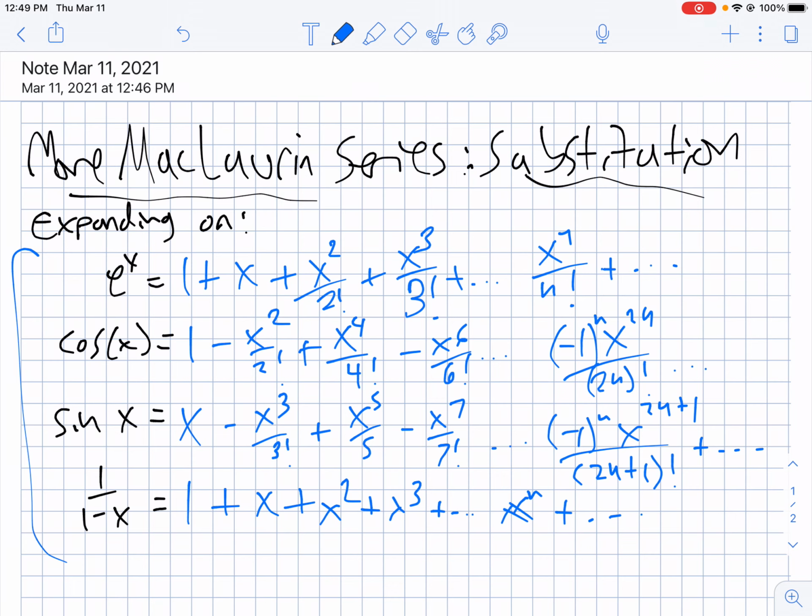And by the way, the way that I keep these straight for cosine and sine is I know that the cosine of 0 is 1, it starts with a 1. I know that the sine of 0 is 0, and there's no constant in front, it starts with a 0 technically. So that's how I can keep straight the cosine and sine series.